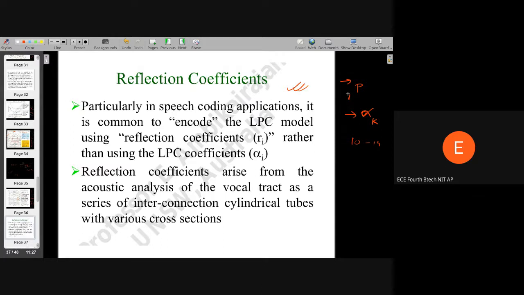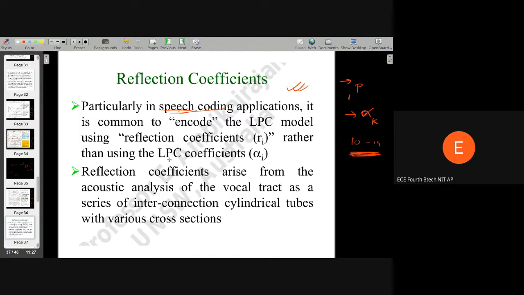You have, let's say, an 8 kilohertz signal, and one frame, let's say 20 milliseconds. That means 160 samples are there, and instead of coding all that, you can store that information with only 15. So this is very useful for speech coding as well. Anyhow, we are talking about reflection coefficients.